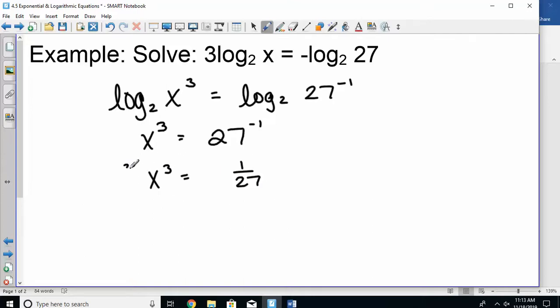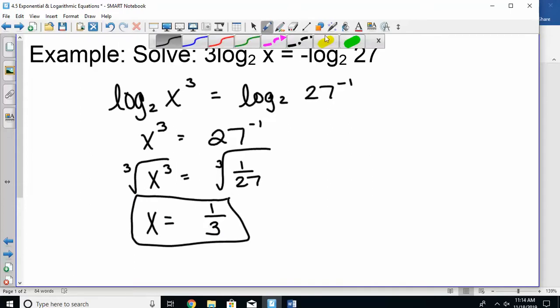To get rid of a cube, you need a cube root. Do you have to put a plus or minus with that? No, because it's odd. Cube root of 1/27 is 1/3. Do a quick check. If I put this in for x, my argument is positive, so it's okay. If I had gotten a negative 1/3, then your answer would be no solution, because you can't have a negative argument there. So always check on this. So far, so good?